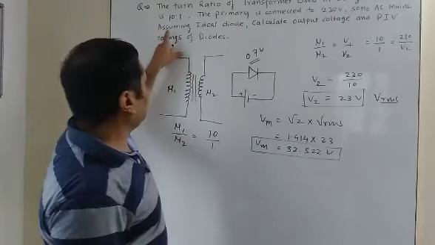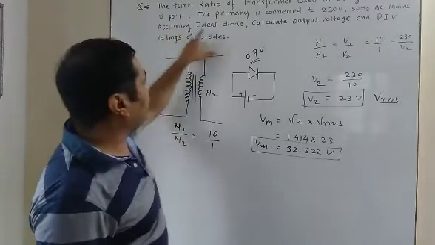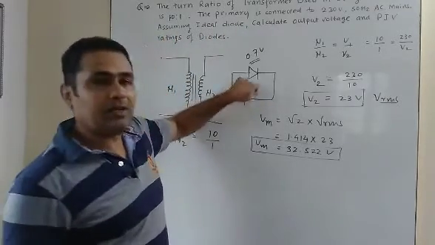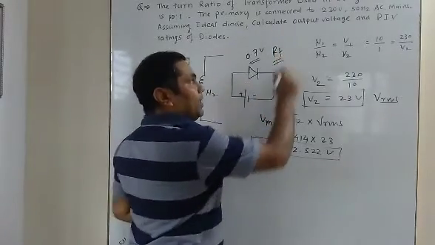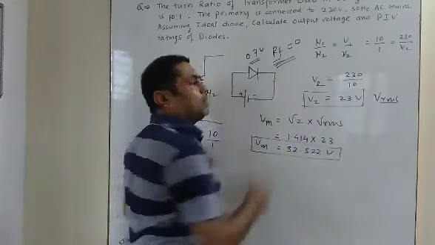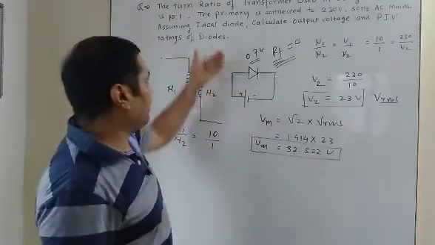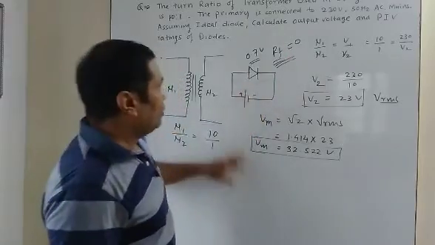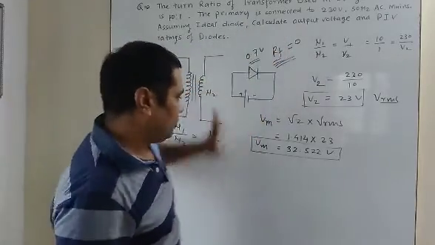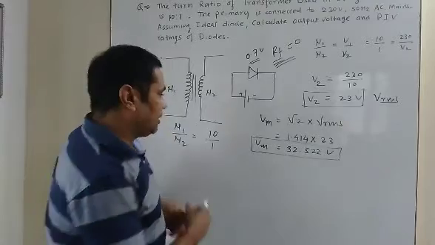But here in the example, it is given that the diodes are ideal. If the diodes are said to be ideal, then this resistance, whenever the diode is forward biased, is assumed to be 0. So for ideal diodes, the forward resistance will be 0. Here it is actually meaningless. We can directly calculate the DC voltage.